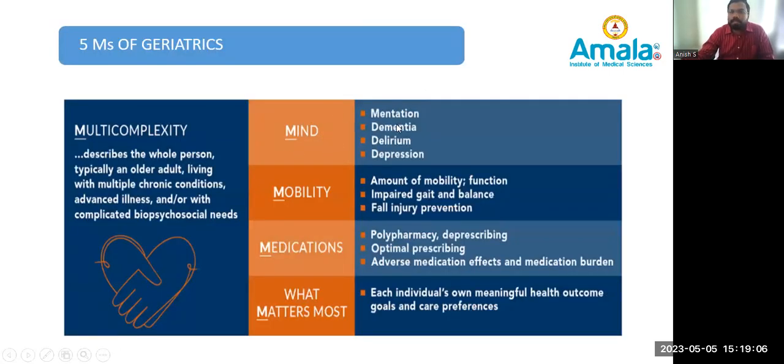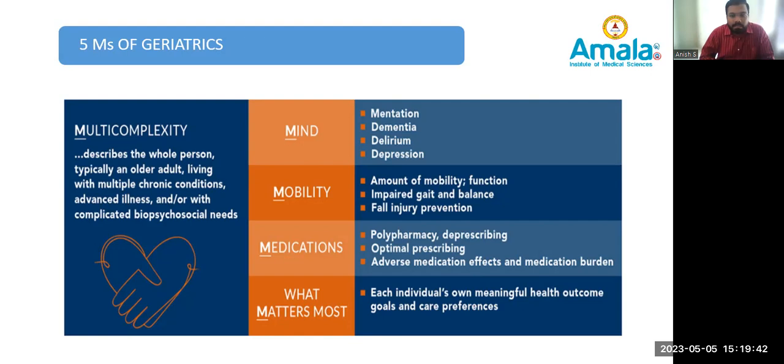In mind, there are the 3 Ds, that is dementia, delirium, and depression. When it comes to older adults, there is age associated cognitive decline, but more morbidity and mortality and suffering is associated with dementia or memory disturbances. Delirium, we will be coming to it in a little detail, and depression. And these may go unrecognized and undetected for long, causing a lot of problems in the lives of older adults.